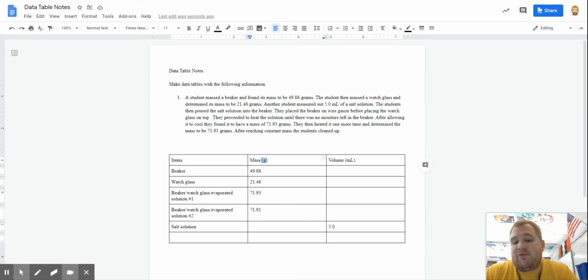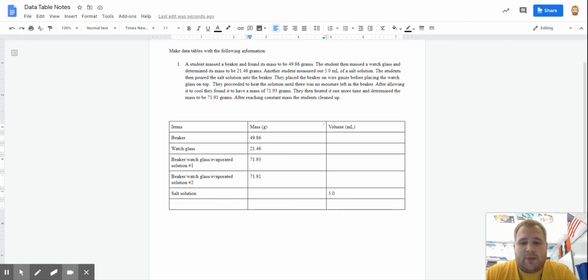Now you might say, Mr. Dave, what if I don't put the unit up there and then I can put it down the column? That's still wrong because in a data table, the only places that are allowed to have units are the column labels at the top. Okay, you cannot have a unit next to any number inside of a data table.